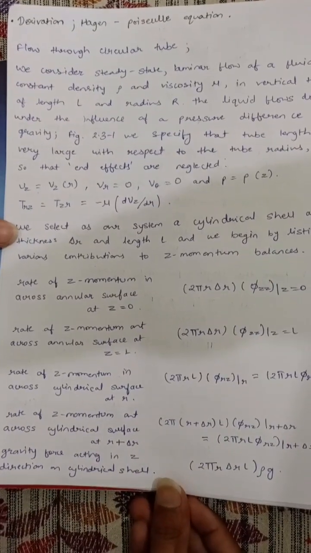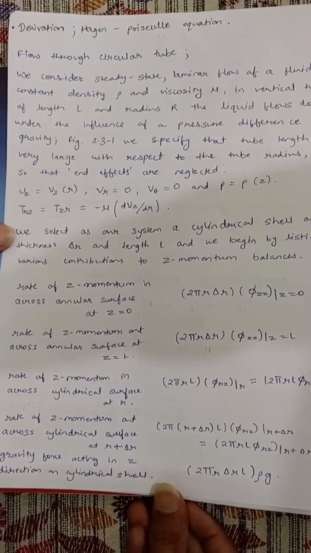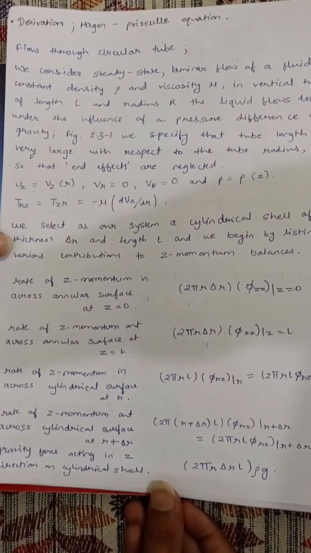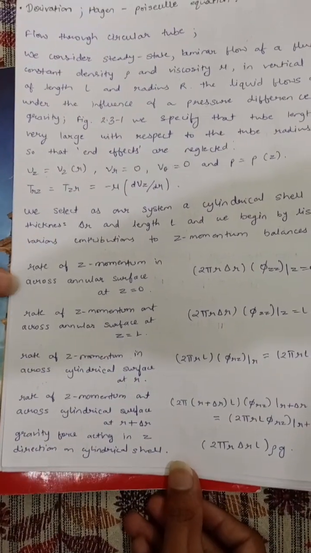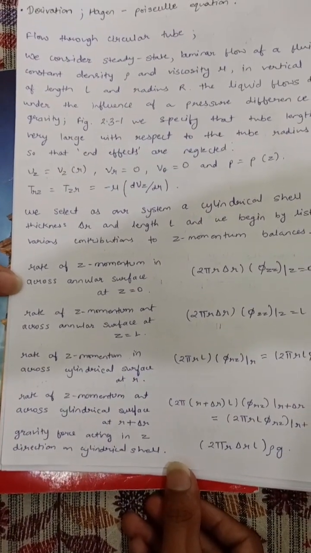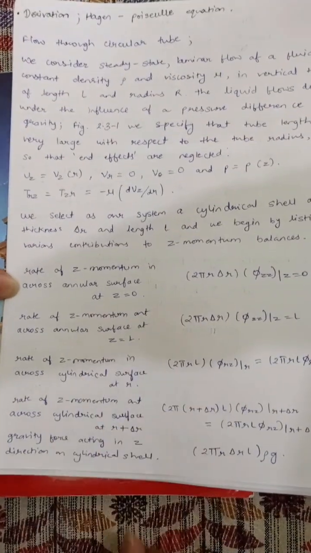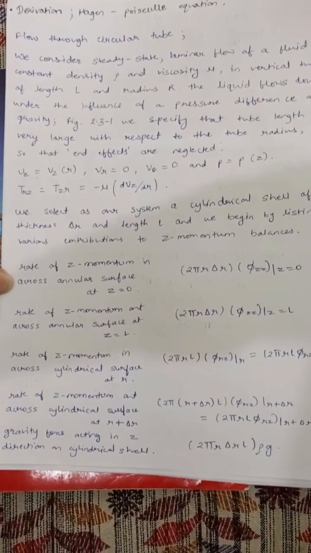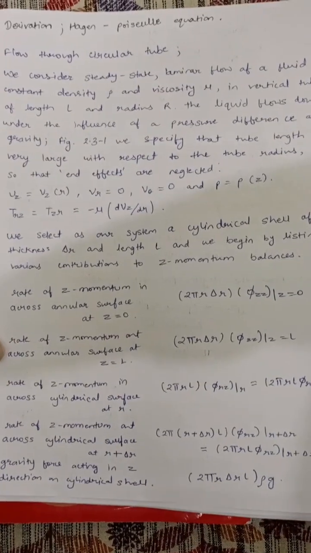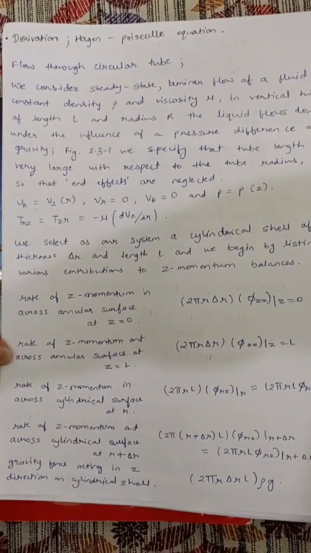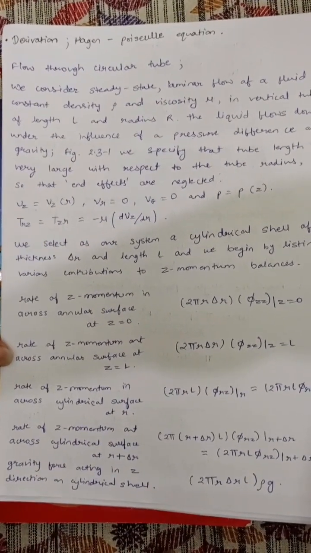Now we select our system as a cylindrical shell of thickness delta r and length L, and we begin by listing various contributions to the Z momentum balance. The rate of Z momentum in across the annular surface at Z is equal to 0 is 2 pi r delta r phi zz at Z is equal to 0, and the rate of Z momentum out across the annular surface at Z is equal to L is 2 pi r delta r phi zz at Z is equal to L.